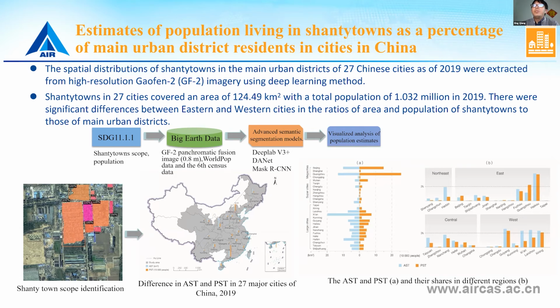So it shows that there were significant differences between eastern and western cities in the ratio of area and population of shanty towns to those of main urban districts. Here, yes, we mainly extract this information from satellite remote sensing.